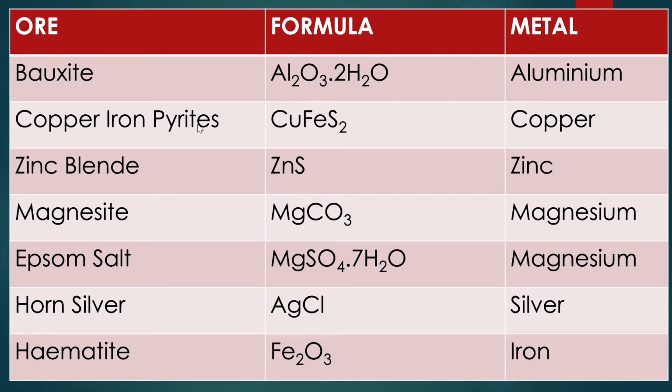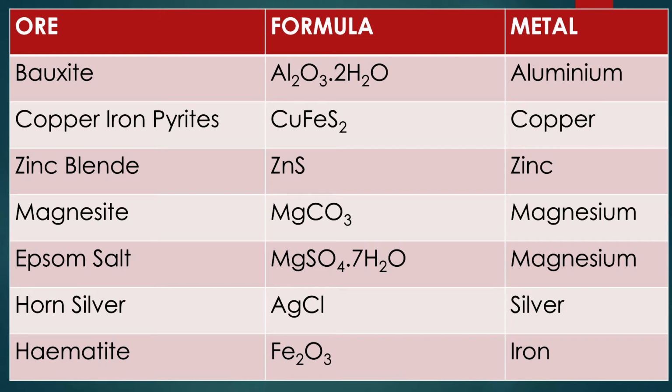Okay, children. So the next one is copper iron pyrites. The formula of copper iron pyrites is CuFeS2, and the metal which is extracted from this is copper. The percentage of copper in copper iron pyrites is more when compared to iron and sulfur. That is the reason why copper is extracted from copper iron pyrites and not iron.